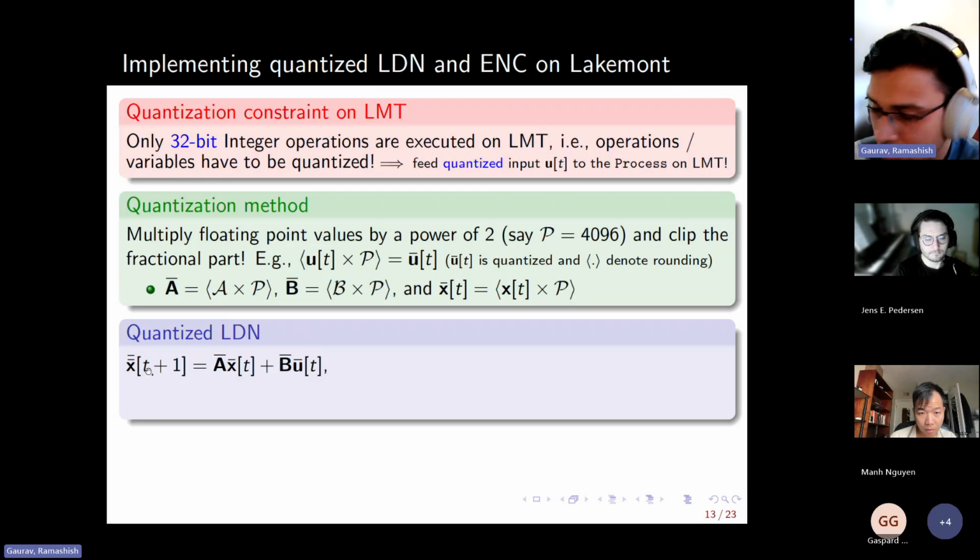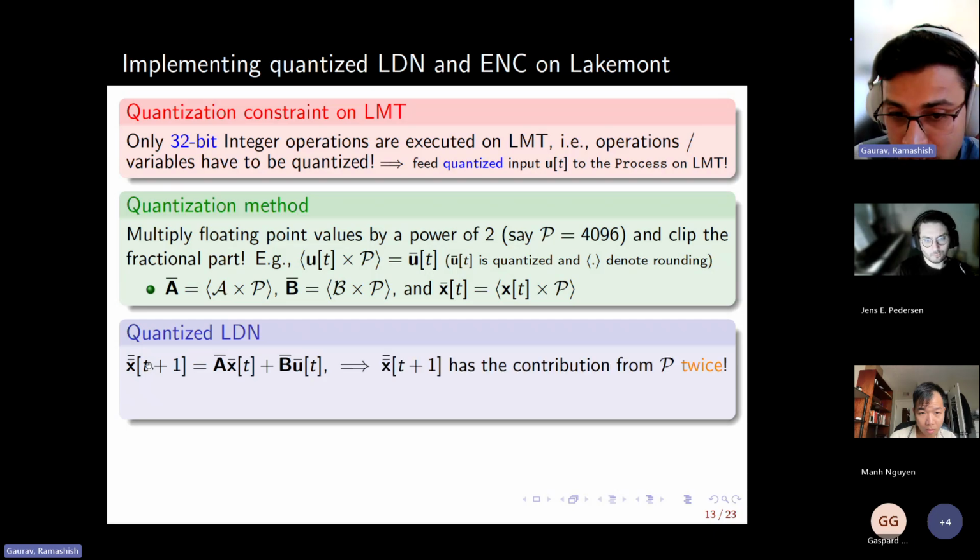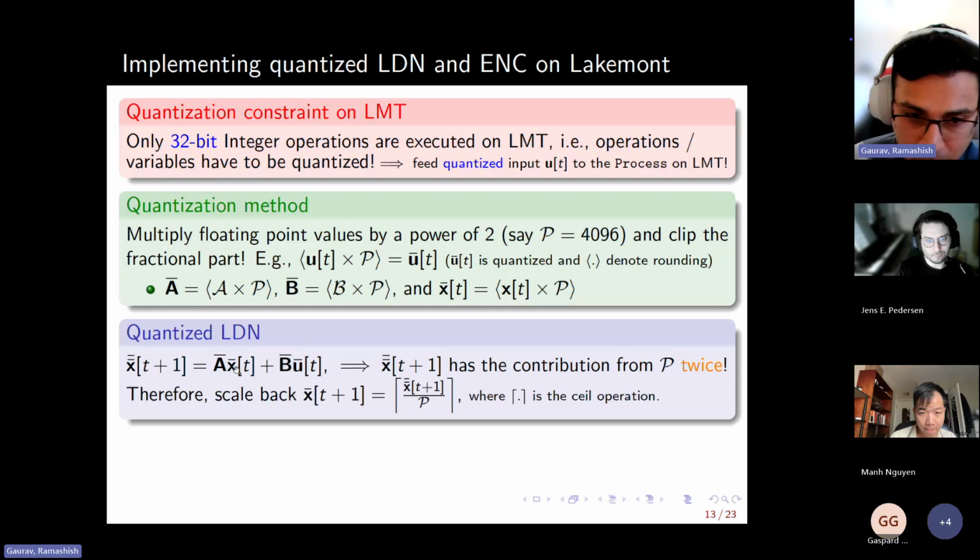The next time step's state vector has double bars on it. The reason is that this particular variable has the contribution from the factor P twice, because here there are P and P two factors, and here also P and P two factors. So you need to scale it back to X bar T plus 1 for subsequent computation of the state vectors. You can do that using the ceil. First, you divide X double bar T plus 1 by P, the scaling factor, and then simply take a ceil operation in my case.